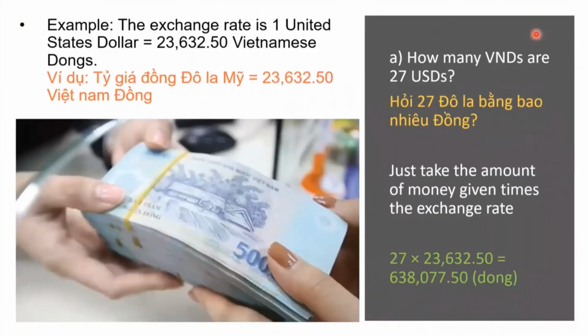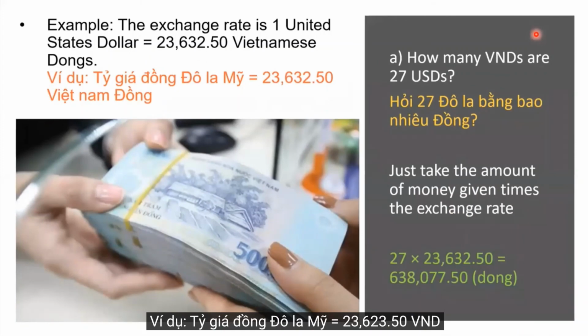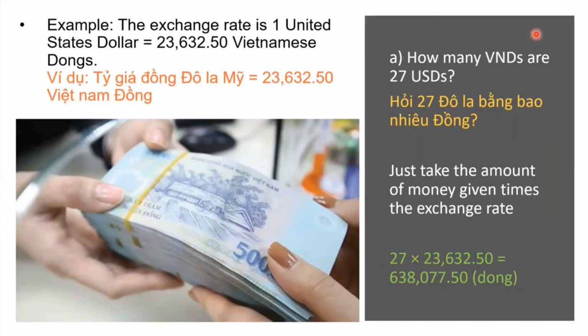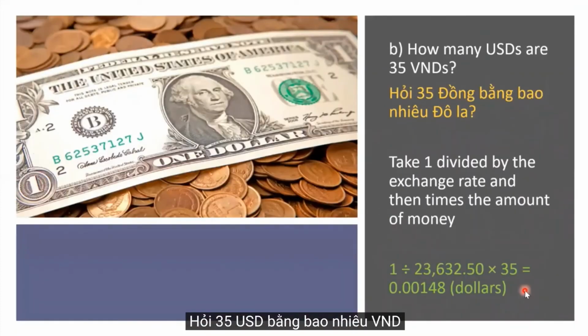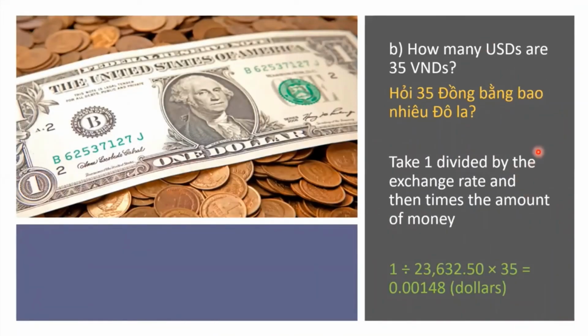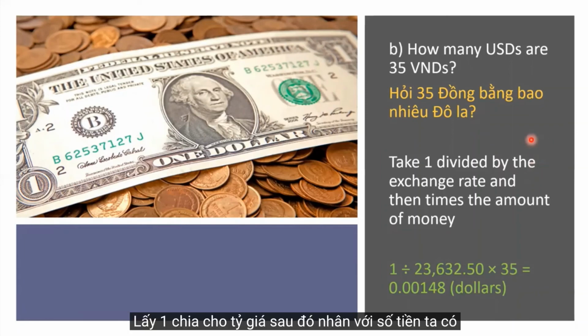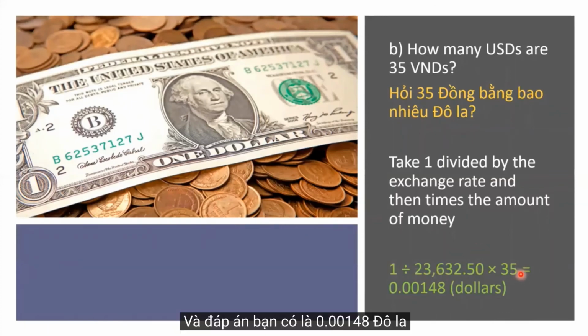For example, the exchange rate is 1 USD is equal to 23,632.5 BND. If you were asked how many BNDs are 27 USDs, just take the amount of money given times the exchange rate. That will give us 638,077.5. If you were asked how many USDs are 35 BNDs, then it's a bit harder. Take 1 divided by the exchange rate and then times the amount of money, and your answer is 0.00148.